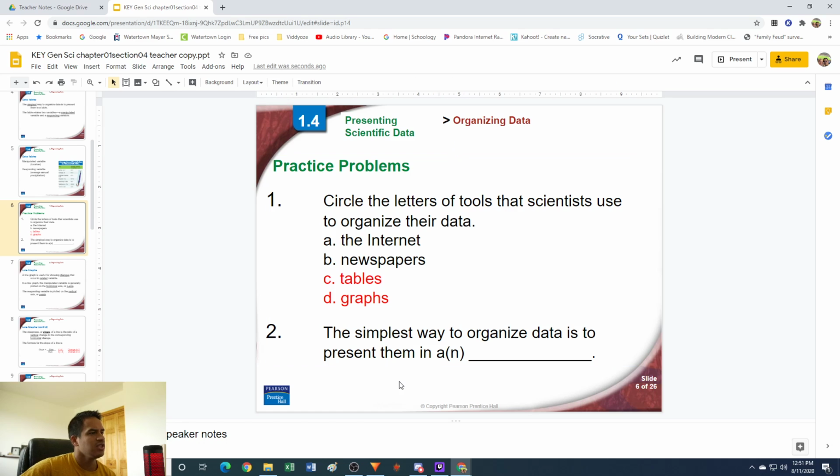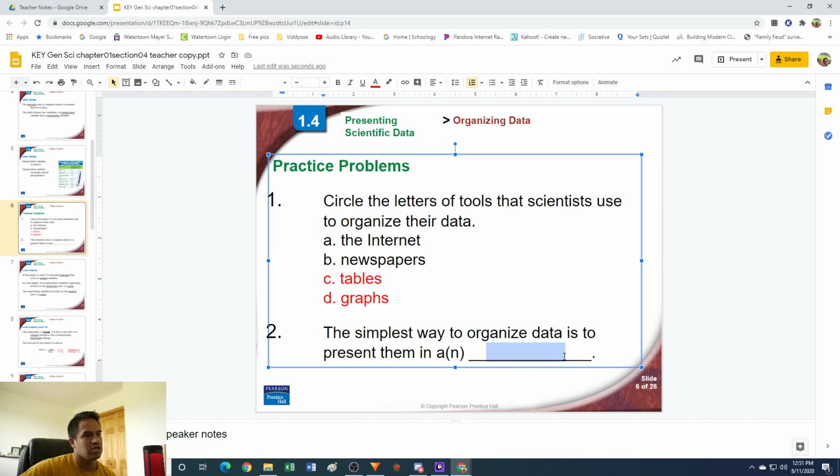Number 2, the simplest way to organize data is to present them in a blank. So this would be a data table, though you could, I guess, put also graph, but I'm going to put data table. It's the easiest way to organize our data.